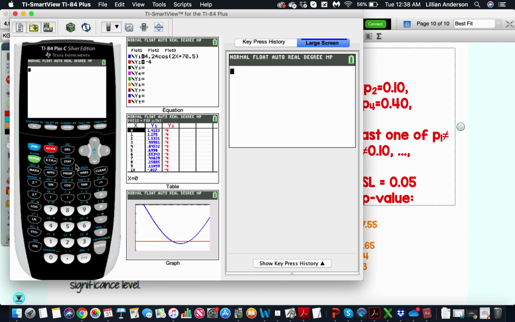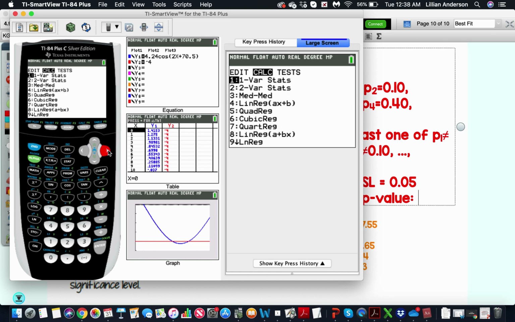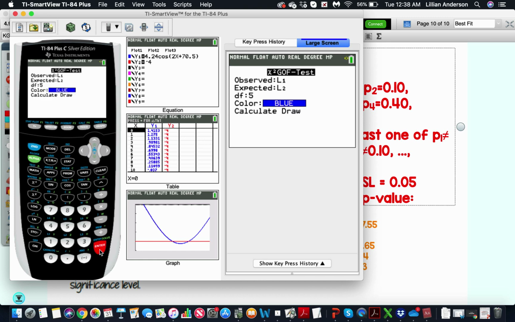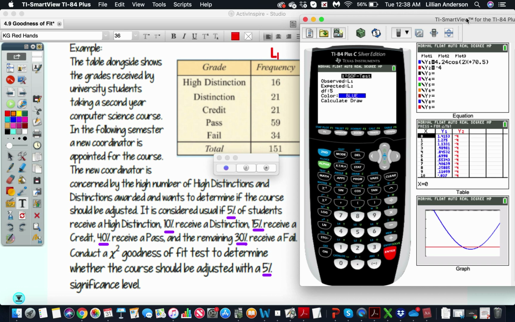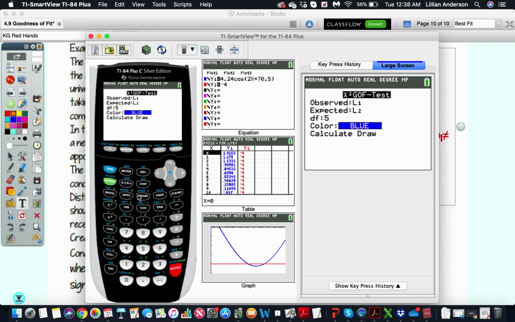Once we have it all in there, remember we have to quit out. And then we go to stat, go over to test, option D. Observed is in L1, expected in L2. My degrees of freedom, is my degree of freedom 5? No, it's not. My degree of freedom should be 4.